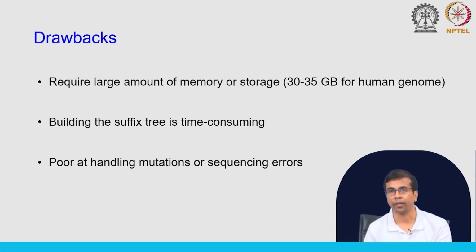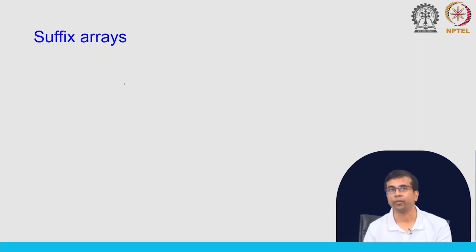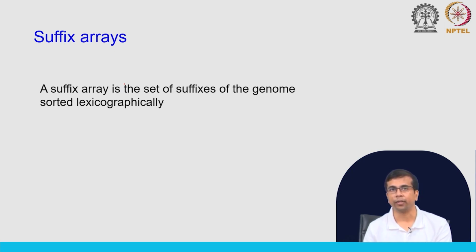it is actually not worth it. So, can we reduce the amount of memory that we are using? Is there any way that we can actually reduce the memory usage, because this is a major limitation. So, can we address some of these drawbacks, and the first drawback especially. It turns out that there is a way, and it is through the use of suffix arrays. So, what are suffix arrays?